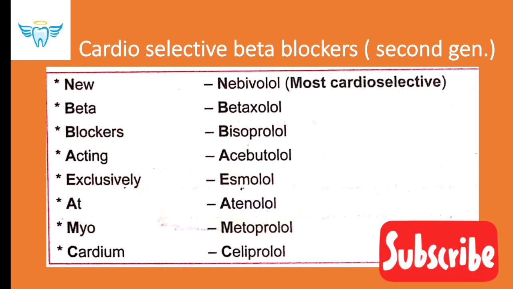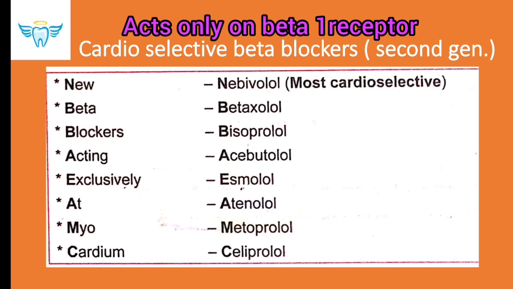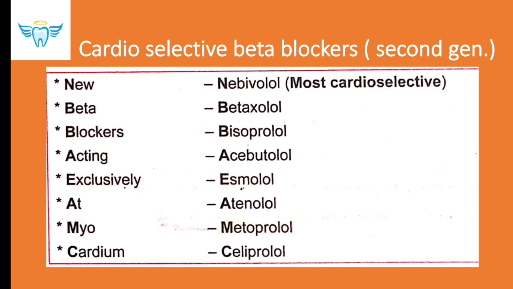These agents are preferred in patients with diabetes, bronchial asthma, peripheral vascular disease and hyperlipidemia. Why? Because they exclusively act on beta 1 receptor, which is on heart. So all this group of drugs are exclusively used for the heart diseases, okay? And so they are not contraindicated in other conditions.